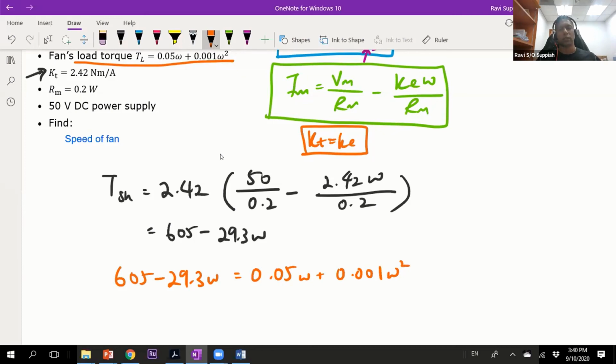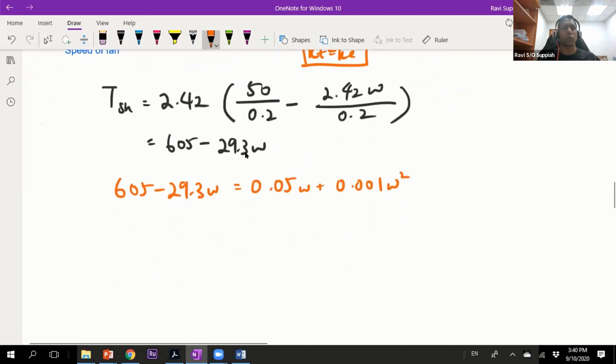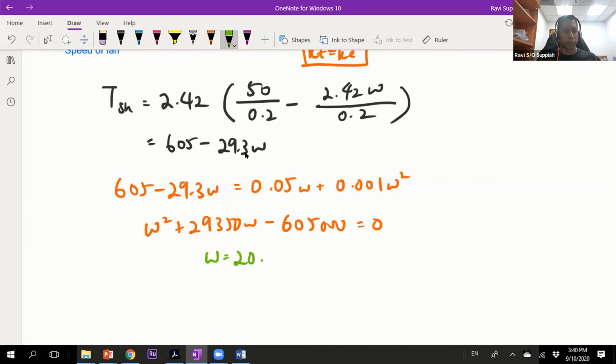Then this will become a normal quadratic expression: omega squared plus 29.350 omega minus 6050. You can put that in your calculator and you will get omega is 20.6. You also get a negative value, so you can ignore the negative. So your omega is 20.6, which means that it is running at 197 RPM. That is the speed at which you are running.